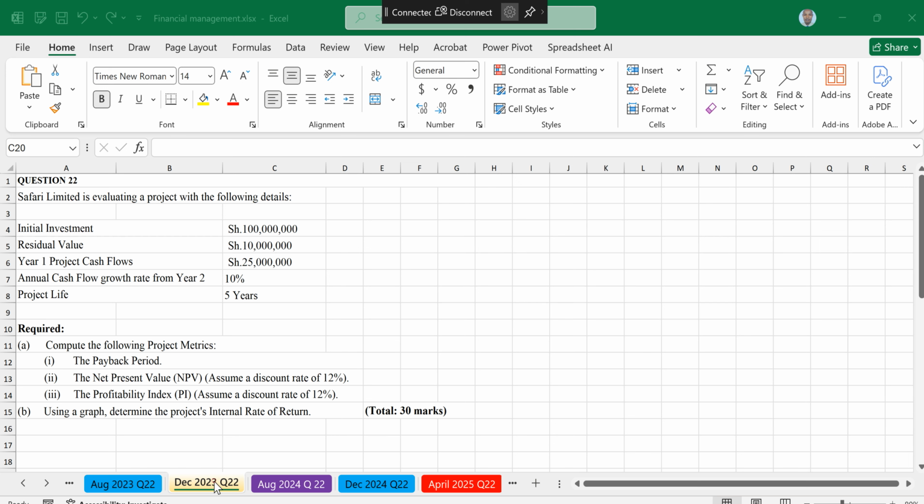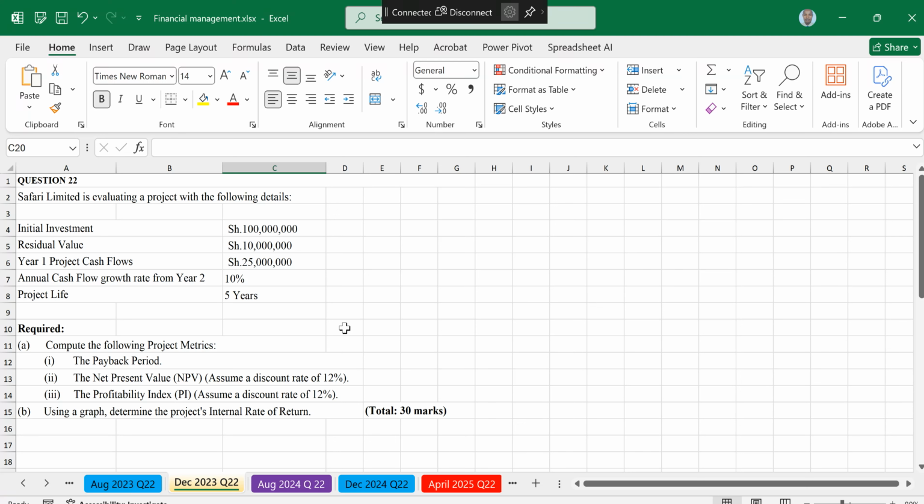December 2023, question 22. Safari Limited is evaluating a project with the following details. Initial investment is 100 million. Residual value is 10 million. Year one project cash flow, 25 million. Annual cash flow growth rate from year 2, 10%. Project life is 5 years.